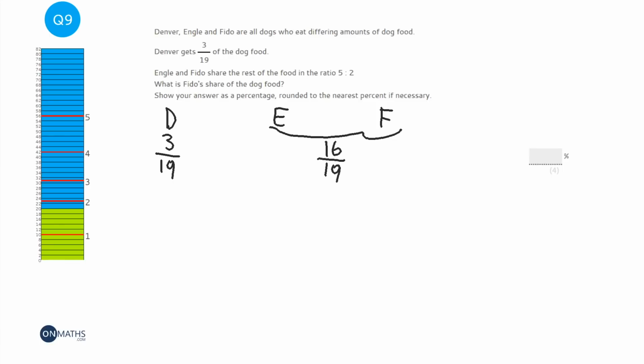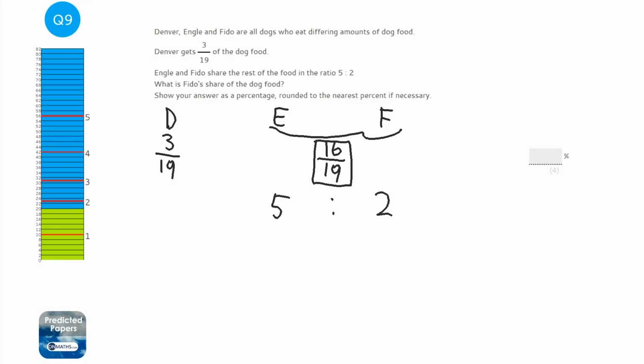So we can kind of ignore Denver now because we used Denver's amount, or fraction of the food, to work out Engels and Fido's combined. So that's how much food they'll get, but they're sharing it in the ratio of 5 to 2.